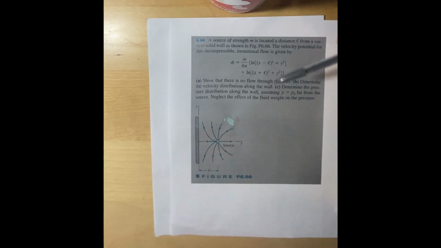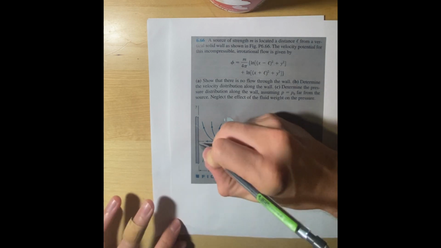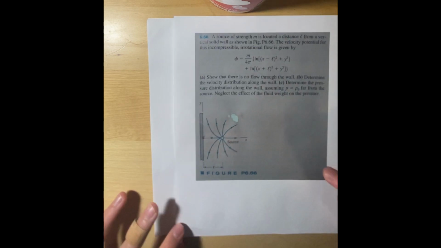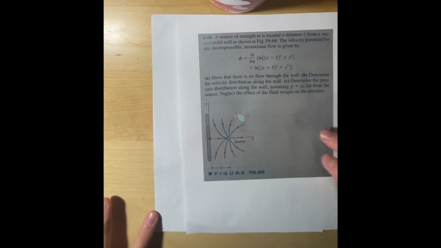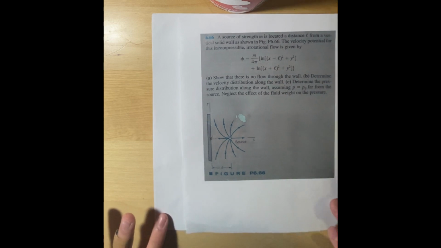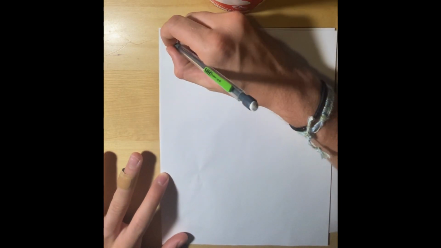So jump right into this. In order to show that there's no flow through the wall, we're going to figure out the velocity in the x direction at the wall. And the wall is at this point right here. To do so, we've got to take the partial derivative with respect to x of this phi function, or the velocity potential function. So we're going to label this part A.